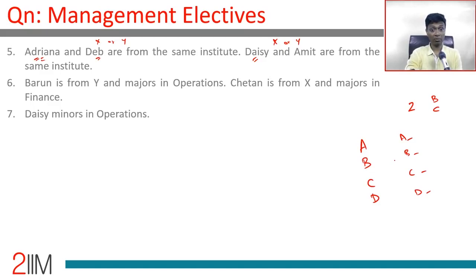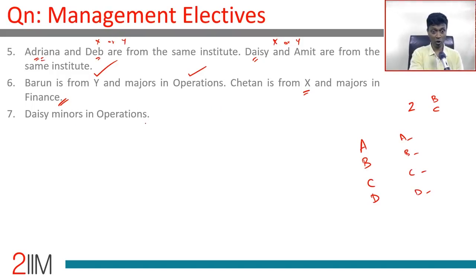Barun is from Y and majors in operation. This is brilliant. I love constraints like these. We can put Barun in Y and then say that he's majoring in operations. Chetan is from X and majors in finance. Brilliant. So we can directly write down what they are majoring in.